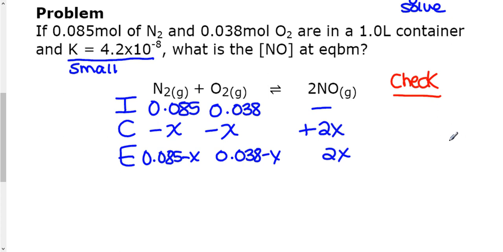So my approximation method said I can take my initial concentration and divide it by the K value. Now if you're given two different values for initial concentration, go with the smaller value. So 0.038 is smaller, and I'm going to divide it by 4.2 times 10 to the negative 8. Now go ahead and plug that in your calculator. Pause the video if you have to. And check, is that number greater than 100?